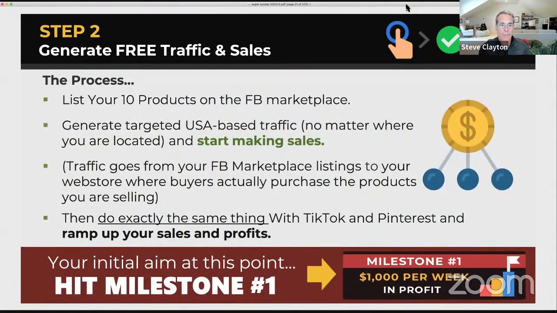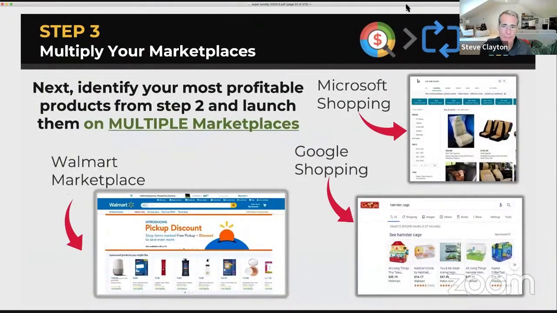So you're going to be listing your products on the Facebook Marketplace, which Aiden will show you, you can quickly do right from within the Kibo HQ. And you are going to be getting US-based buyers quickly and easily. You can do the same thing with TikTok and Pinterest, or you can use those instead. And we want to get you to that first milestone of about $1,000 a week in profit.